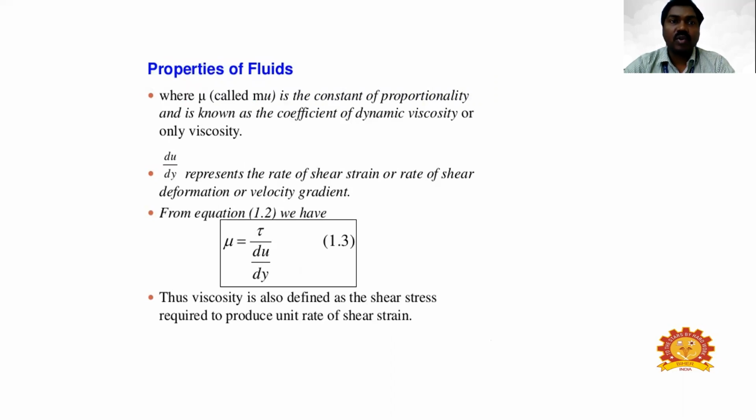The mu, which we call mu, is a constant of proportionality known as the coefficient of dynamic viscosity, or just viscosity, describing how the fluid behaves when the flow is moving. du by dy represents the rate of shear strain, or the rate of shear deformation, the velocity gradient. It is given in an equation as mu equals tau by du by dy. Viscosity is also defined as the shear stress required to produce a unit rate of change of shear strain.